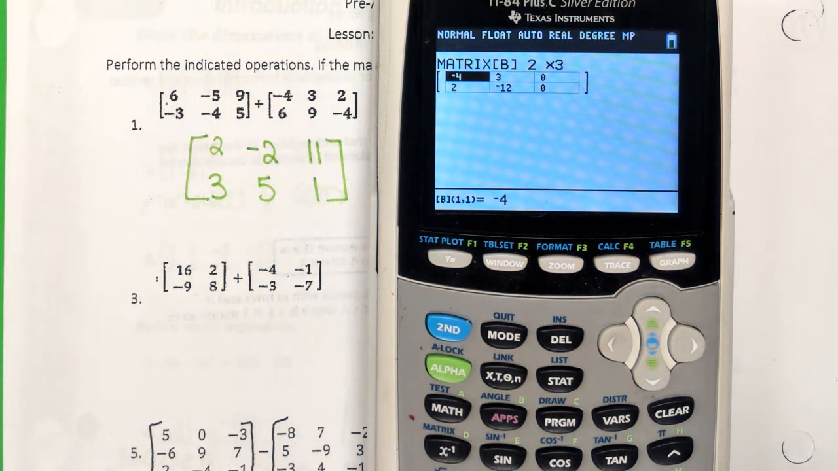And you type all those numbers in. -4 enter. 3, 2, 6, 9, -4. Make sure you hit enter on that last number because it won't change it if you don't hit enter.